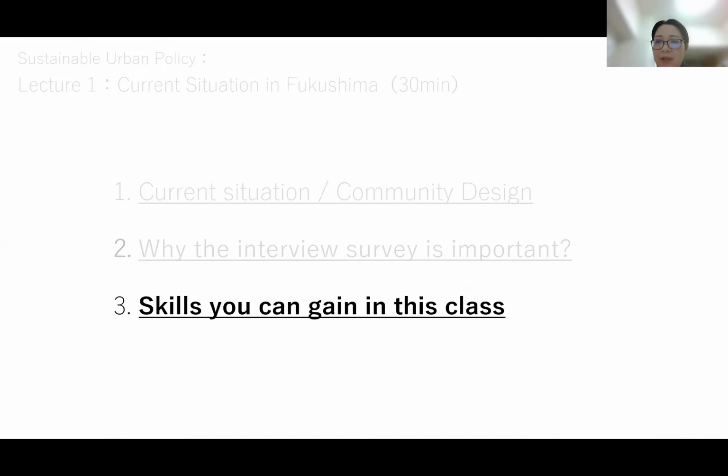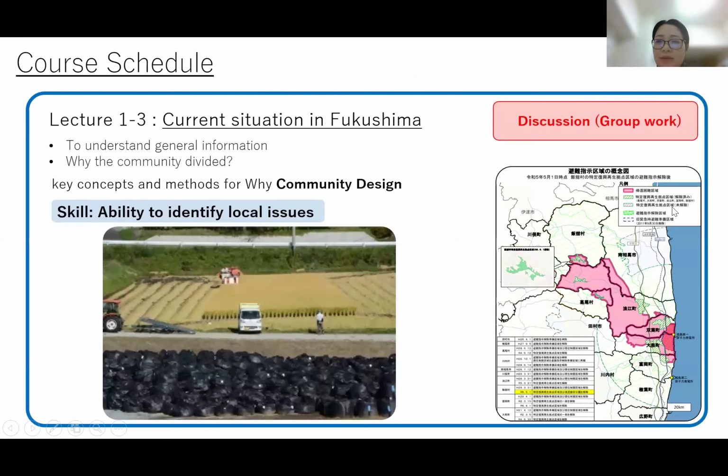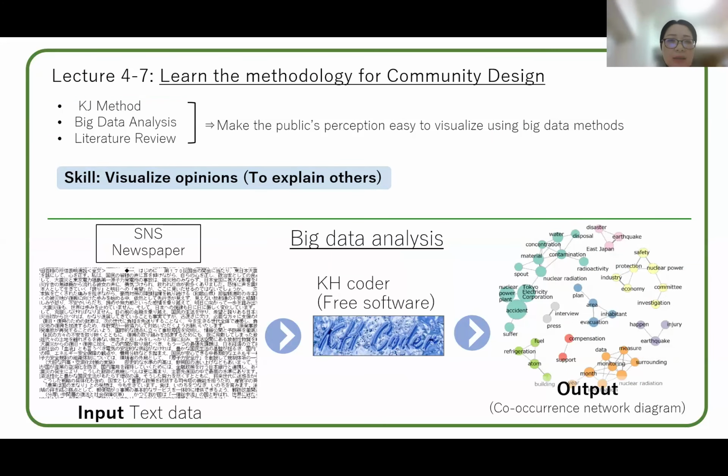A little bit I will explain what we will do in this lecture and the skills you can gain in this class. I will show you the course schedule here. In lectures 1 to 3, you study the current situation in Fukushima, and we also have discussion time. The skill you can gain is to identify local issues. In lectures 4 to 7, you learn the methodology for community design.